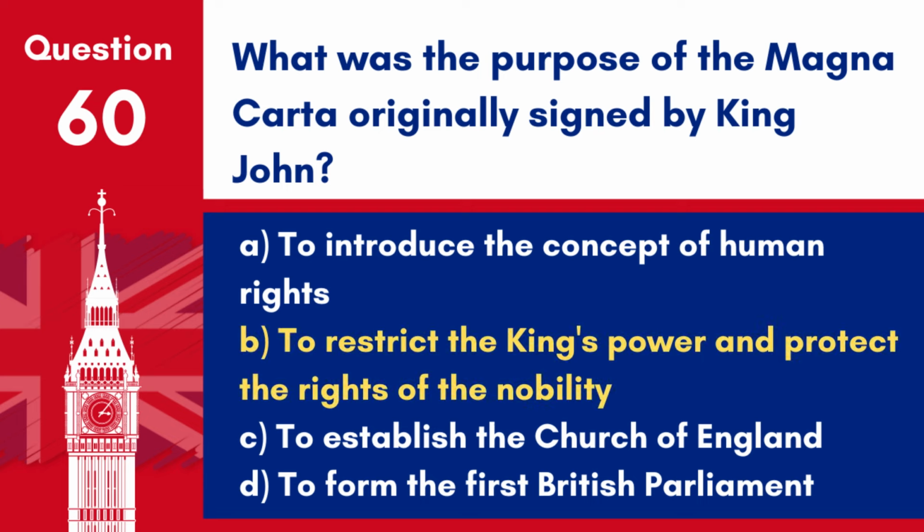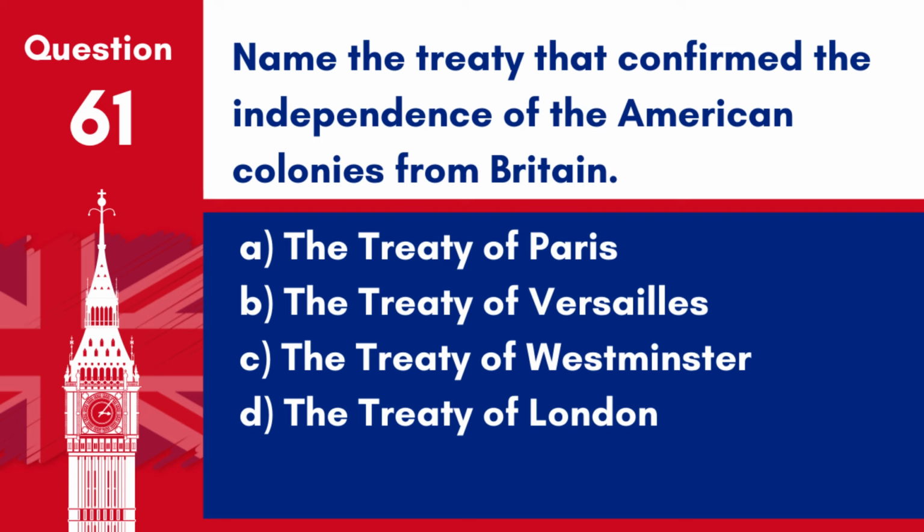Answer. B. To restrict the king's power and protect the rights of the nobility. The Magna Carta, signed in 1215, was intended to limit the powers of King John and safeguard the rights and privileges of the nobility. Question 61.